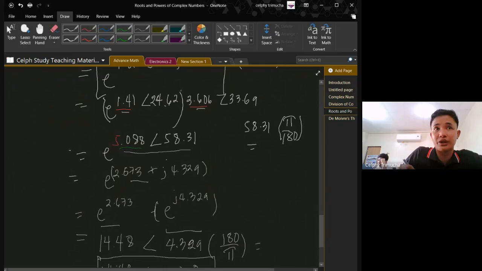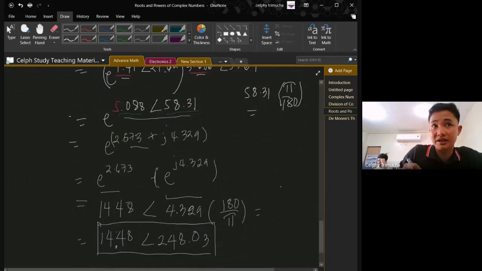Next, add the angles. We have 24.62 plus 33.69, so our answer will be 58.31 degrees. If the question only asks for any form of the answer, this can already be our answer. But since we are required to express it in polar form, we need to convert it back from rectangular form.